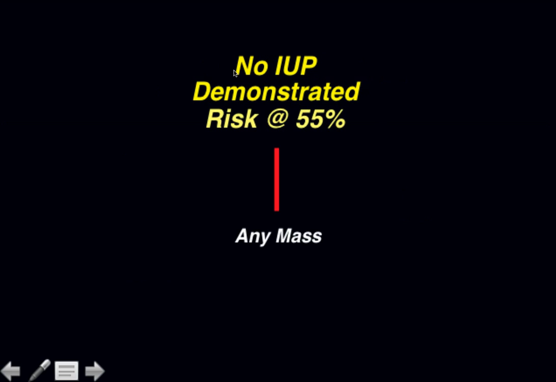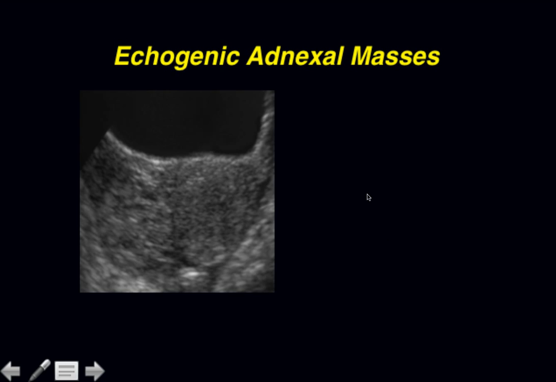Now again, we're scanning the patient. We were unable to demonstrate an IUP, therefore her risk jumped to 55%. Now, in addition to that, we identify a mass. Again, the patient's risk of an ectopic pregnancy jumps up to approximately 75%. This is a point at which the gynecologist will consider instituting treatment. The most common mass seen in a patient with an ectopic pregnancy is simply a heterogeneous echogenic mass.